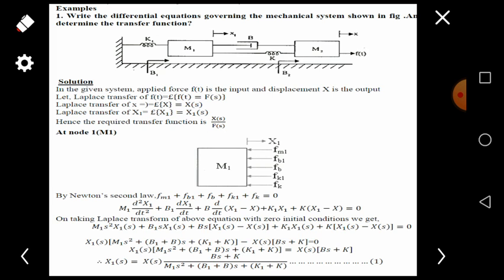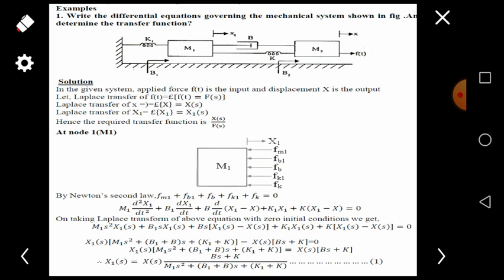Okay, for this we are going to write an equation by Newton's second law, applied force equals actual force. Here there is no applied force, so we write it as 0, and the actual forces are F of m1 plus F of b1 plus F of b plus F of k1 plus F of k. We know the formulas for the mass, friction and the spring. Using that, we are going to form the equation, that is m1 into d square x1 divided by dt square plus b1 into dx1 divided by dt plus b d divided by dt of x1 minus x2 plus k1 into x1 plus k into x1 minus x2 equals 0.